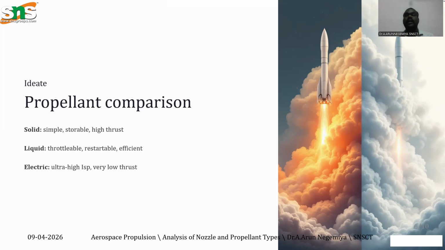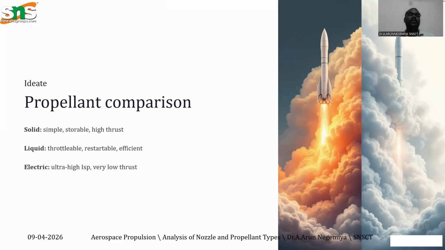And in the ideate part, the propellant comparison. Generally, propulsion can be classified into three types. First one is solid, liquid, and electric. In solid, the construction is very simple, and solid propellants are storable inside the rocket engines, and it provides a high thrust.